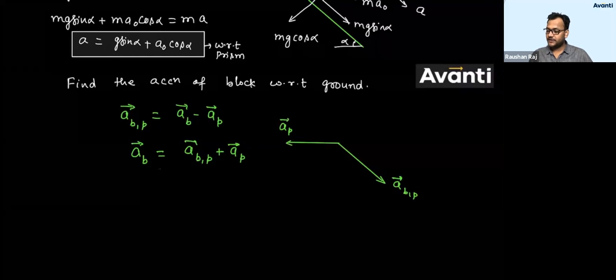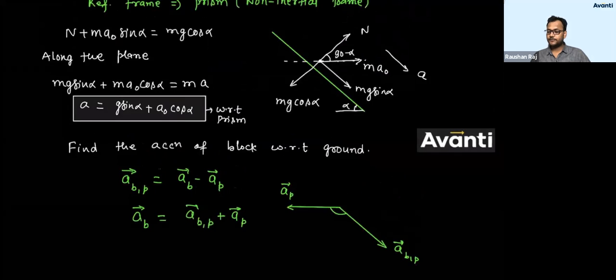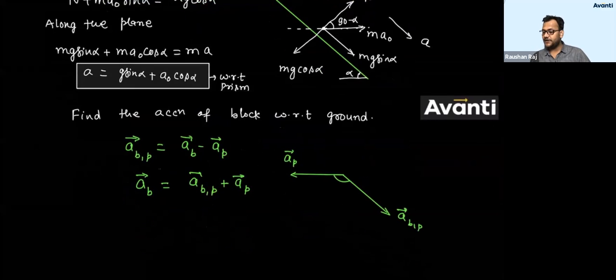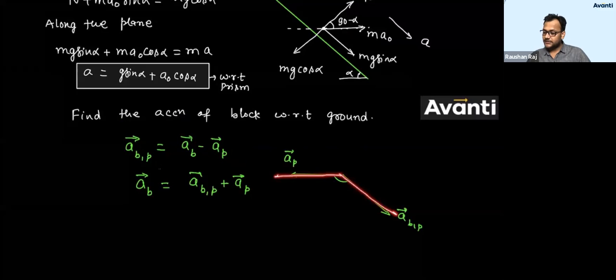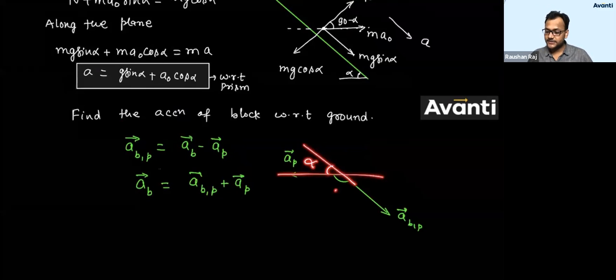What is the angle between them, guys? Tell me. Come on, guys. What is the angle between these two vectors? So I am asking you, what is the angle between this inclined plane and horizontal towards left? What is this angle, bachcha log? This angle is alpha. So this angle is 180 minus alpha.